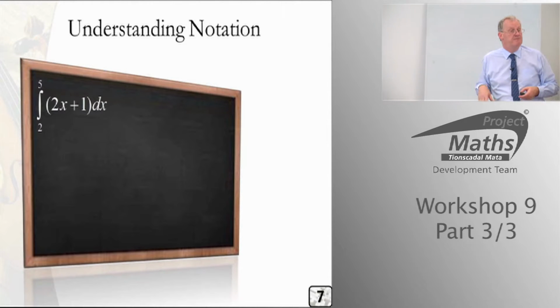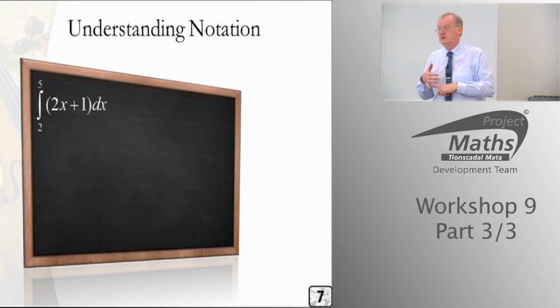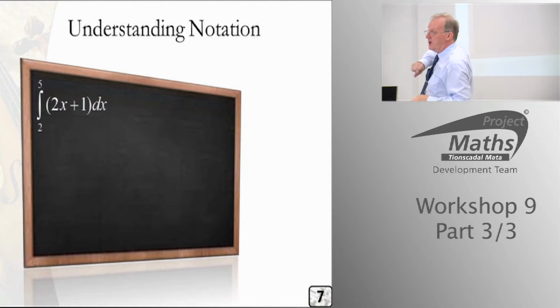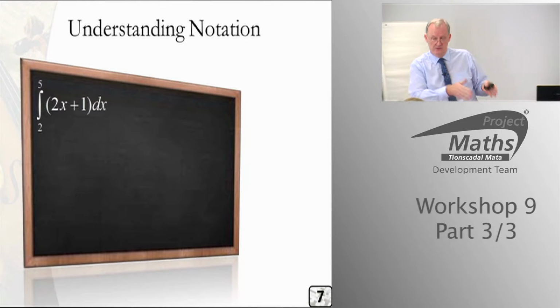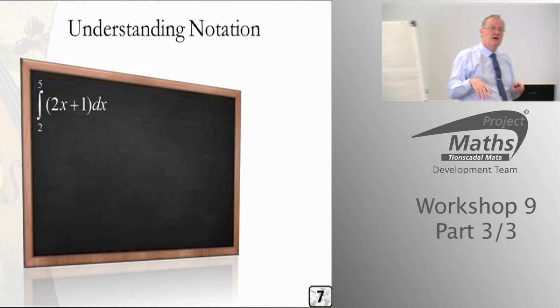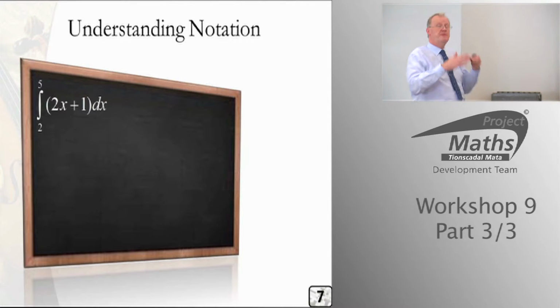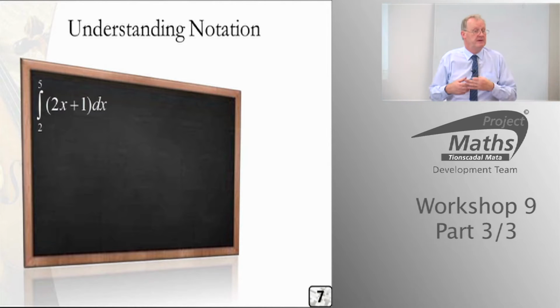So, what is it saying? Find the area underneath the curve 2x plus 1 between 2 and 5. Now, that's what it means. So you're being asked to find the area of some shape.